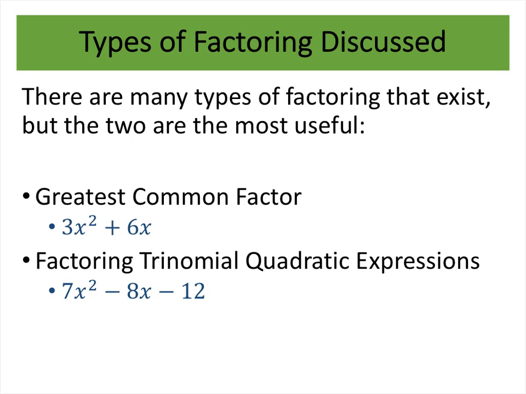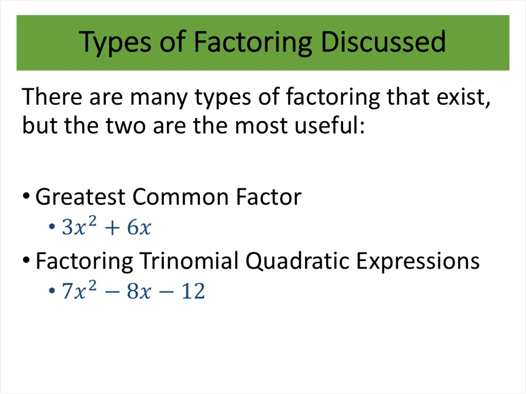So there's many types of factoring that exist, but two are really the most useful that we're going to use in math in high school. The greatest common factor is one of those, and it looks like 3x squared plus 6x. The reason it's the greatest common factor is because 3 and 6 have a common factor of 3, and x is also a part of that. We're going to explore this problem in just a moment.